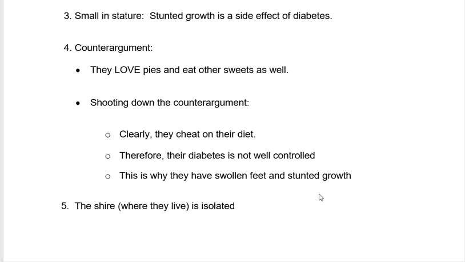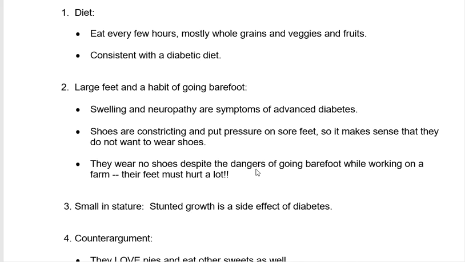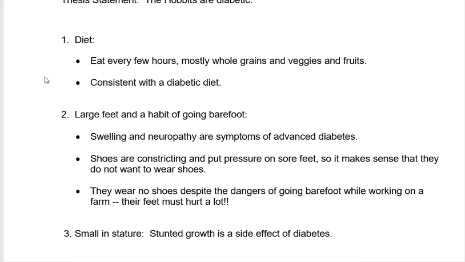I want to point out that the counterargument doesn't have to go exactly there. I could have put my counterargument up at the top where I'm talking about the diet, but I was afraid that that would distract my audience from the main flow of my arguments, and I didn't want to knock down my own claim about the diet, so I decided to leave that until a little bit later.